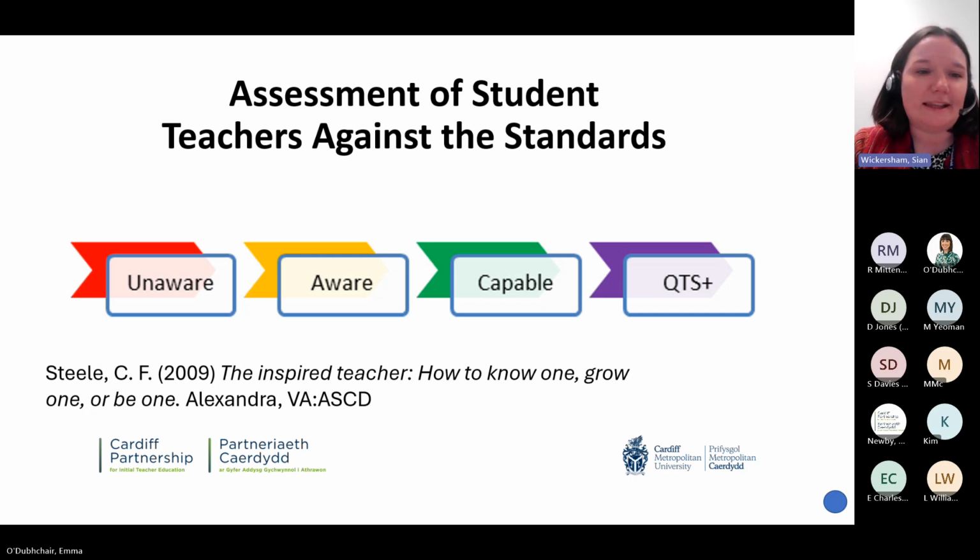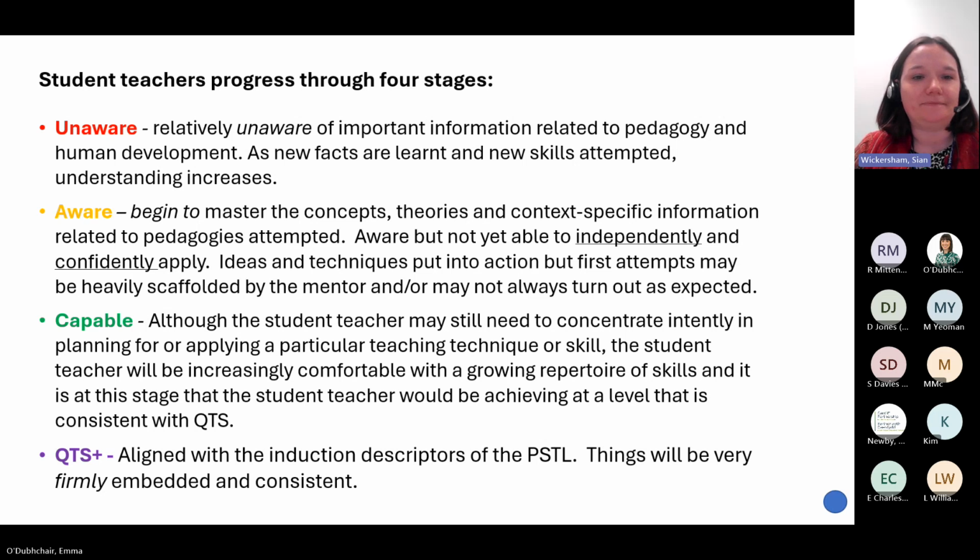So the idea being that when student teachers start with us, they are mostly sitting in that unaware space. And then gradually, as we move through the programme, they'll move to aware, to capable, and then potentially QTS plus. So during this progress review, our first progress review, you will probably be looking mostly at unaware and aware for most student teachers. So let's have a little look at what those things mean.